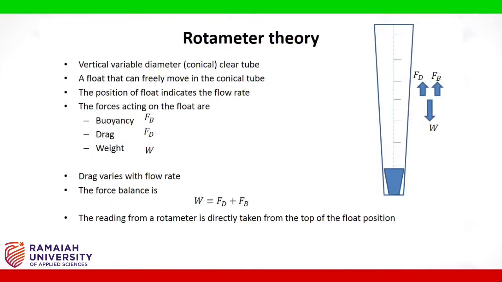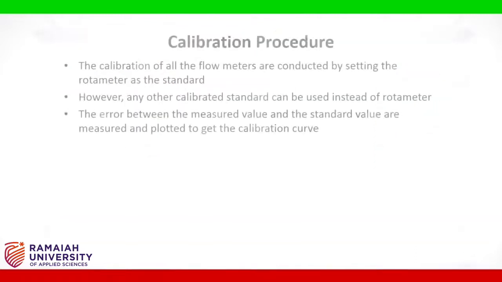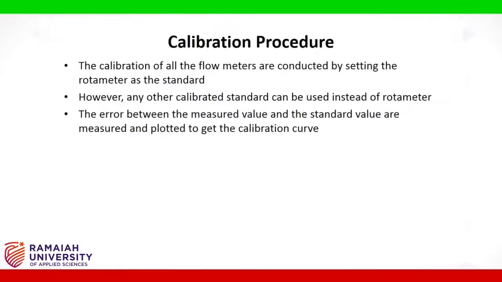Fd is the drag force, Fb is the buoyancy force, W is the weight of the float. The position of the float is decided by the force balance of the float. Weight of the float is balanced by the buoyancy and drag forces. As mentioned above, the reading from a rotameter is directly taken from the top of the float position.